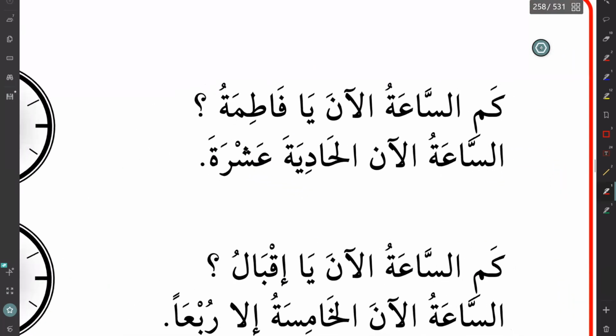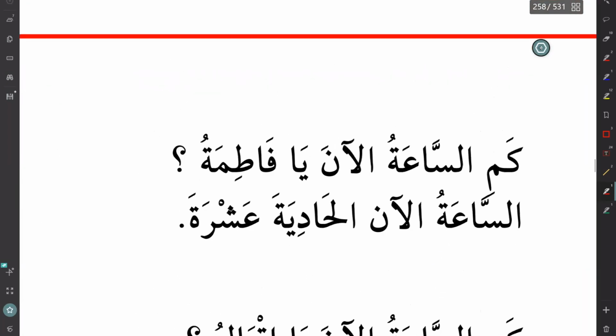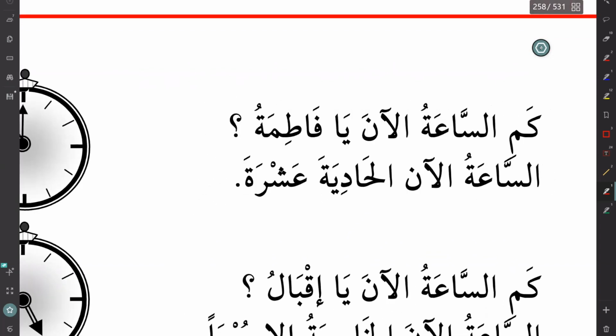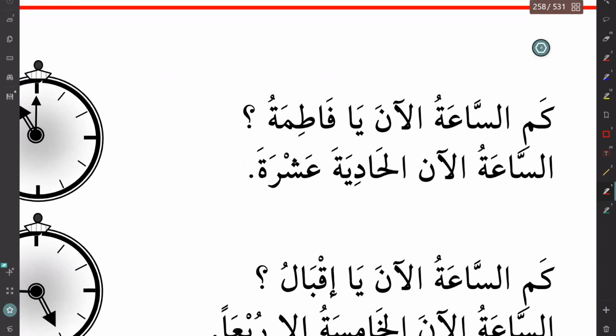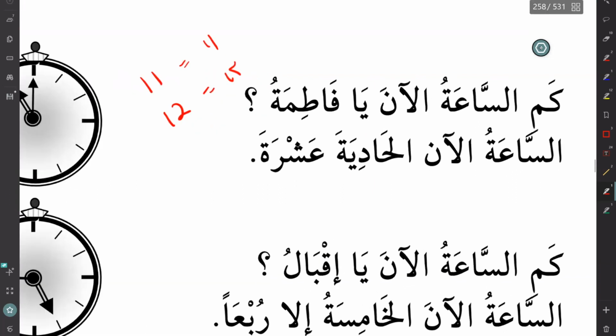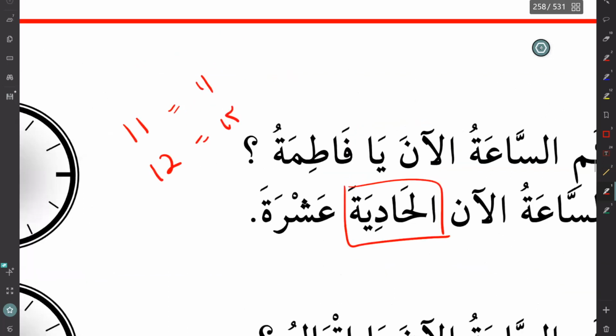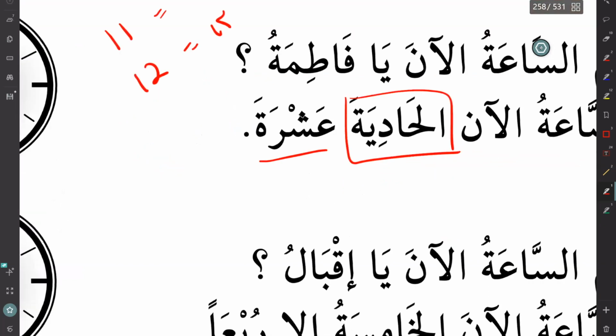so let us do a few of them. So we have كم الساعة الآن يا فاطمة؟ الساعة الآن الحادية عشر. So when you have a compound, especially we'll only have 11 and 12, right? In this situation, like 11 and 12, the first one will be definite. The hadia is for 1. You understand? This is another word for 1. And the second one would be indefinite. So this one is definite, alif lam. The second one doesn't have the definite article.